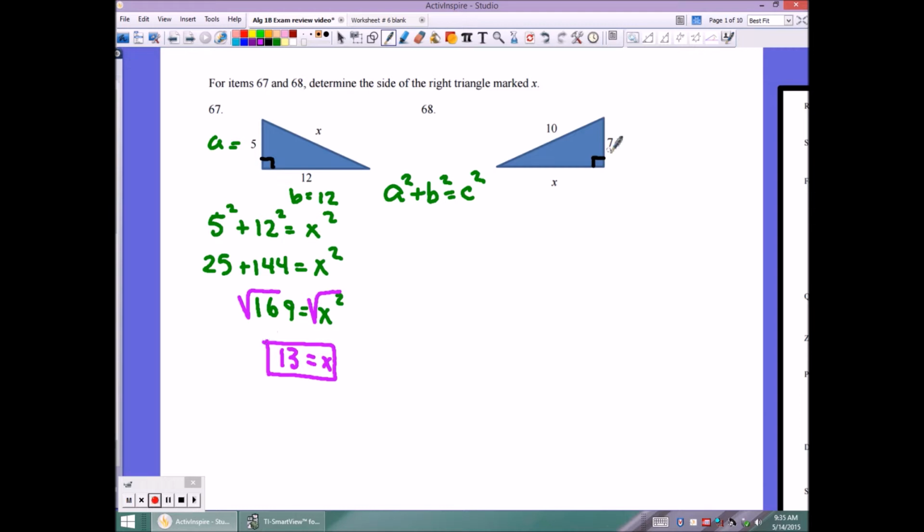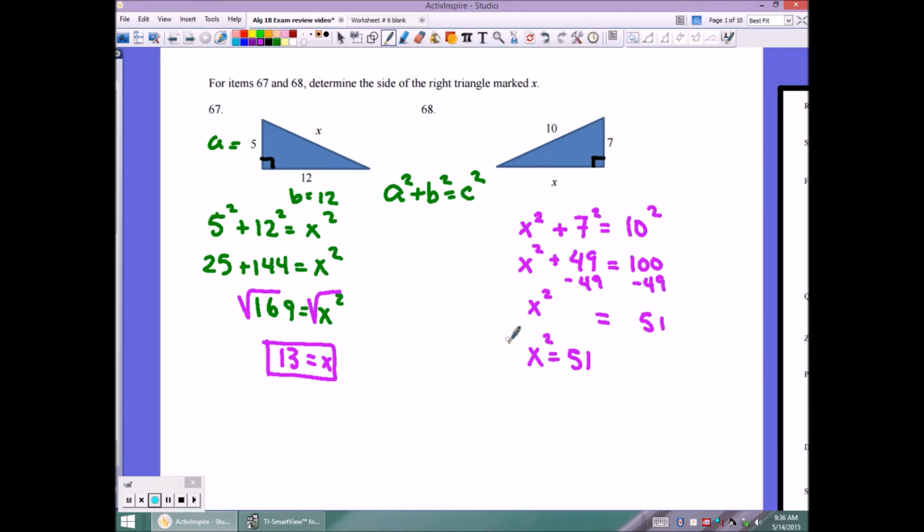Over here, it's a little different because we know the hypotenuse length. So that could be our a squared plus b squared equals c squared. So we have 100 is going to equal 49 plus x squared. All right, we want to get x squared by itself. And let's see, we're left with 51. Ooh, that's pretty far away. Okay, x squared equals 51.